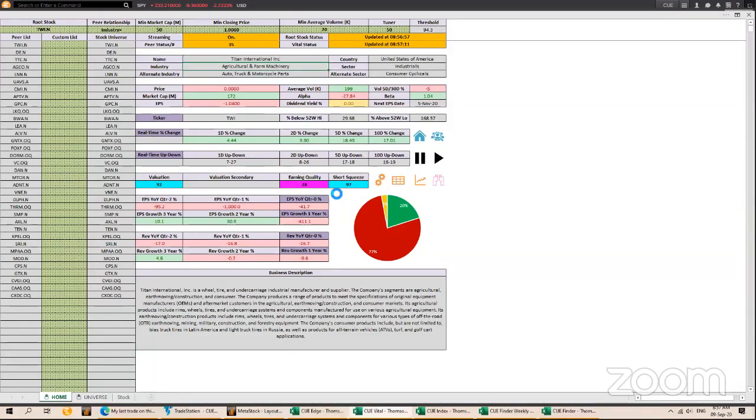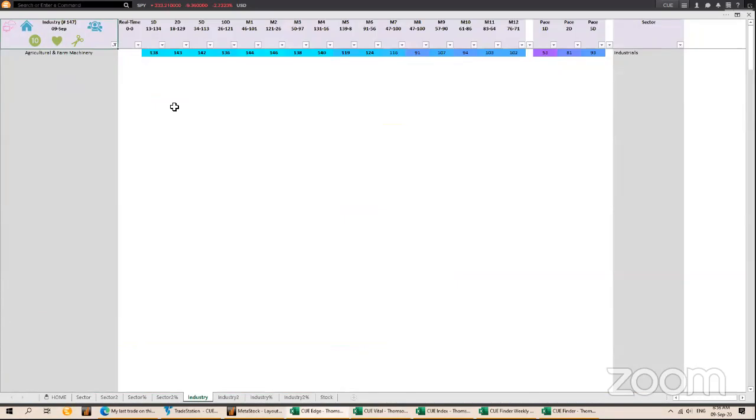So let's look at that industry. Very strong. This is one stock I found that is in one of the strongest industries, and the stock is also strong and breaking out.